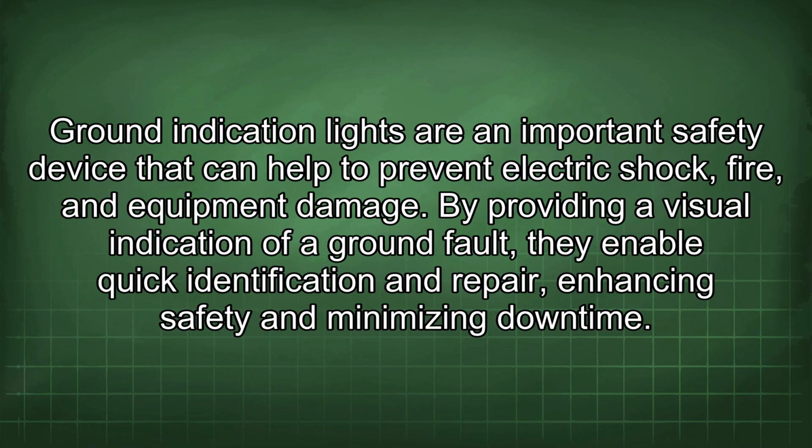Ground indication lights are an important safety device that can help to prevent electric shock, fire, and equipment damage. By providing a visual indication of a ground fault, they enable quick identification and repair, enhancing safety and minimizing downtime.